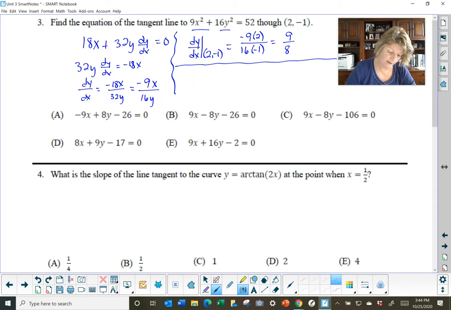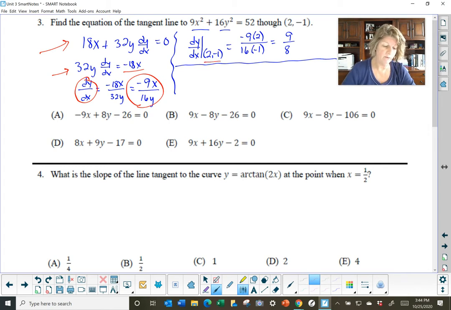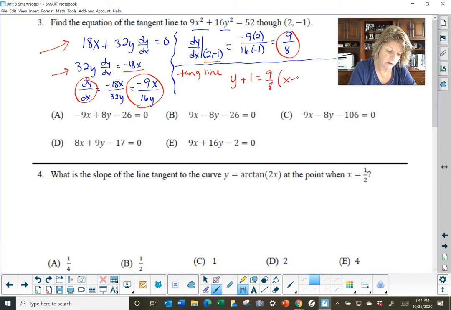So for implicit, I started by taking the derivative. And that gave me 18x plus 32y dy dx, don't forget that part, equals 0. I wanted to solve for dy dx, so I worked algebraically through it, moved the 18x over to the other side, solved for dy dx, simplified it. Then I evaluated at 2, negative 1, which gave me a positive 9/8 slope. And now I'm ready for my tangent line equation, which would be y minus negative 1, so y plus 1, equals 9/8 times (x minus 2).